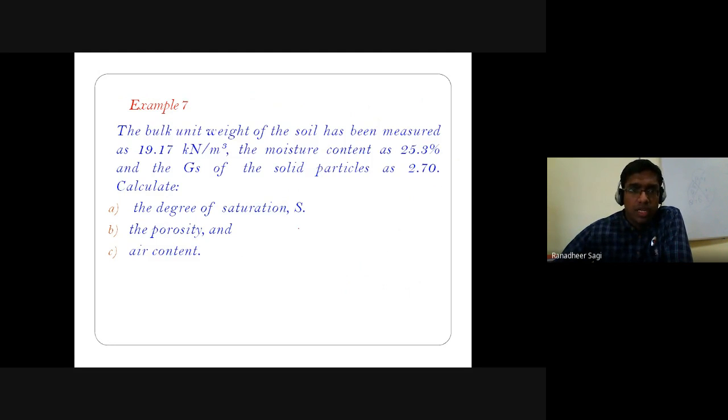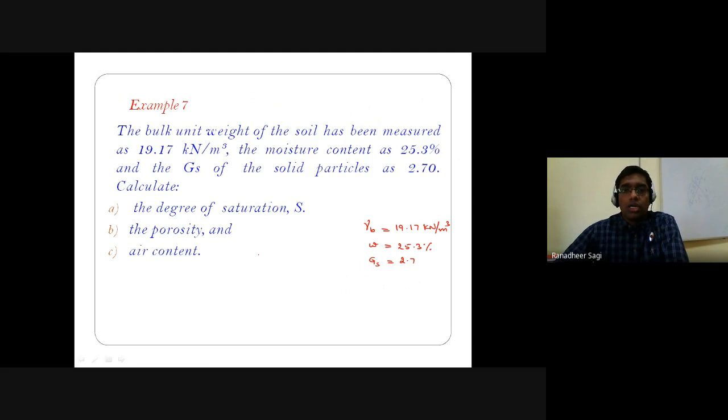In a similar way, we have another problem where we are given the bulk unit weight of the soil as 19.17 kilonewton per meter cube. The water content present in the soil is 25.3%. The specific gravity of the soil solids is given as 2.7. We are required to calculate the degree of saturation, the porosity value, and the corresponding air content.